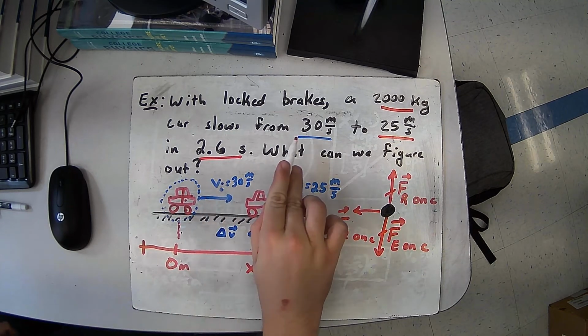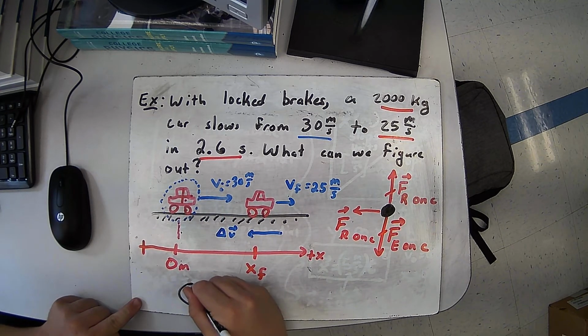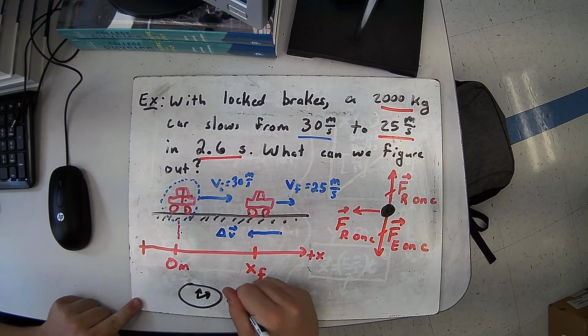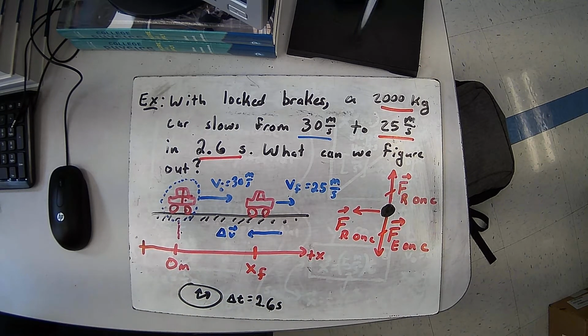So I've underlined the physical quantities that are given to me. And then I've sketched each of those into this except for the time. And usually I just do that by drawing a clock and drawing delta t equals 2.6 seconds next to that clock.